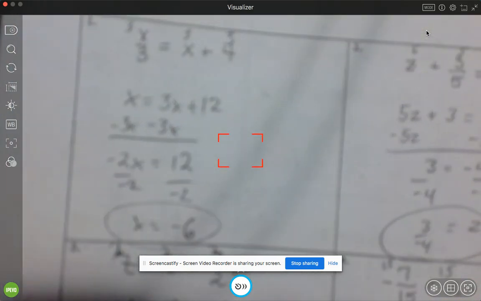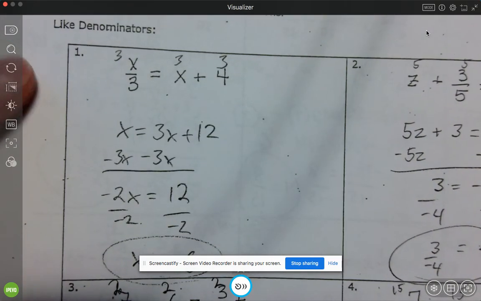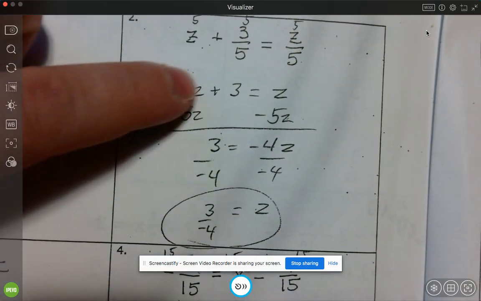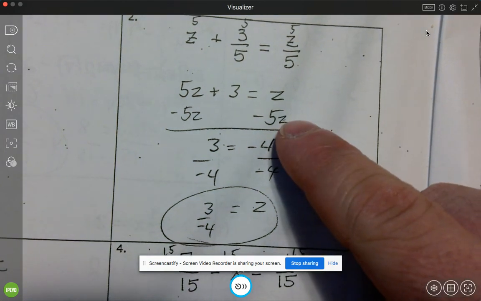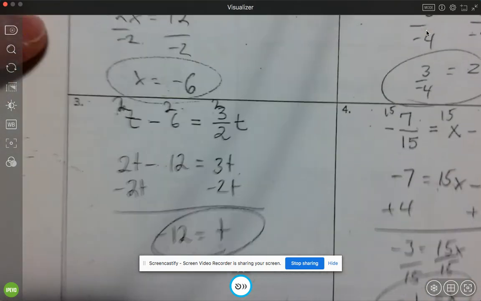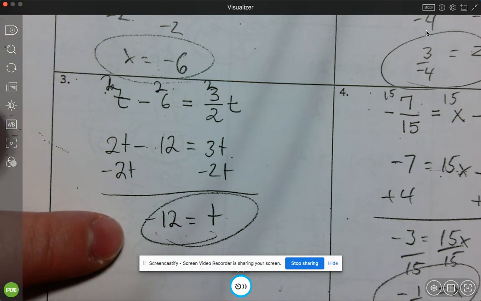So you should have got x equals -6 for number one, multiply everything by 3. Number two, multiply everything by 5, clears out to 5z plus 3 equals z. And then you end up, actually, probably should have subtracted z on both sides, but in the end you get -3/4. Number three, multiply everything by 2, subtract 2t on both sides, and again -12.